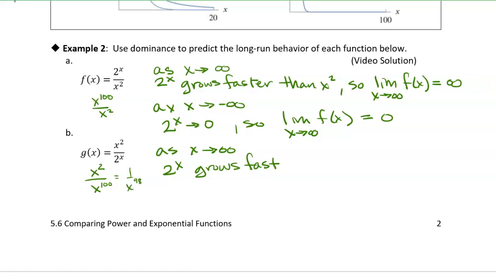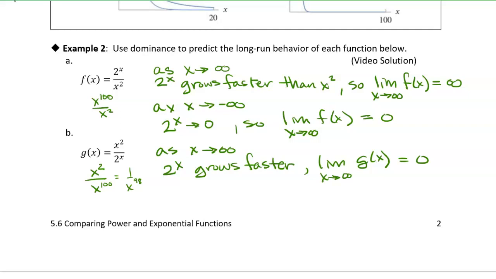And by the same reasoning, we can say that the limit as x goes to infinity of g of x is going to go to 0. Because this 2 to the x is going to grow a lot faster than even x to the 98 or x to the 100. So x squared is growing, but it's not growing as fast as 2 to the x, and so taking a smaller number divided by a larger number is going to become smaller and smaller.